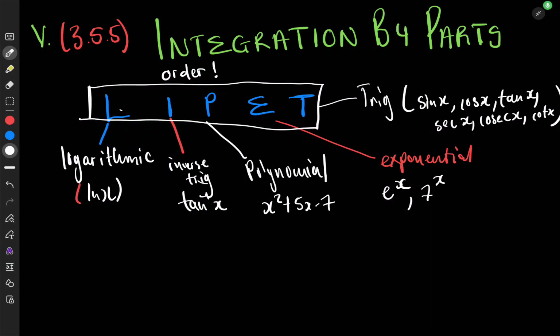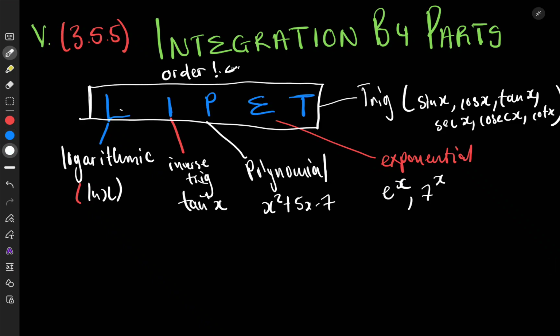We talked about this LIPET thing, and I'm sure you've seen it. Now we want to see one more thing I need to say: yes, LIPET is for the types of functions, but it's also for the order. It's telling you who comes first. So here's the thing: who comes first when we do what?